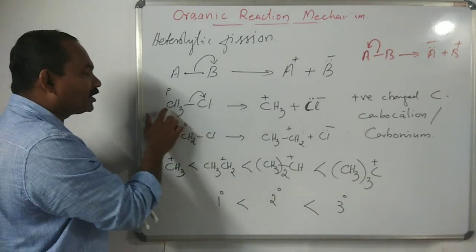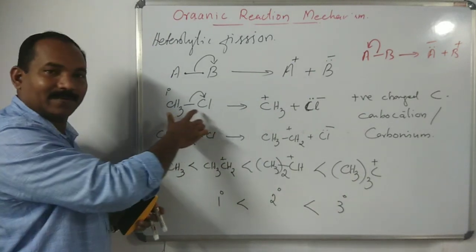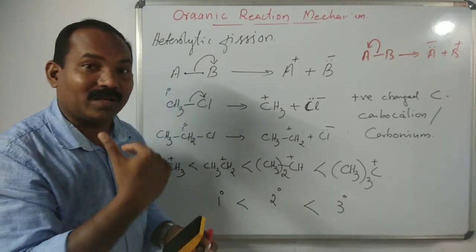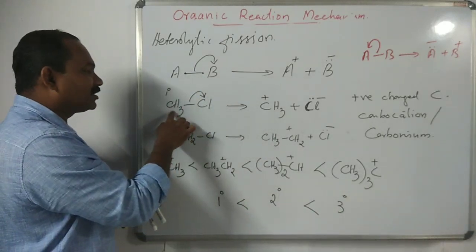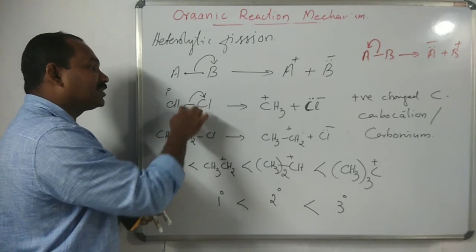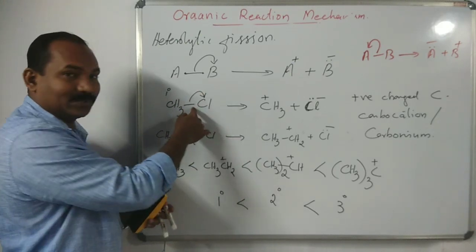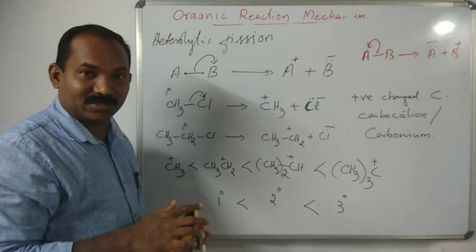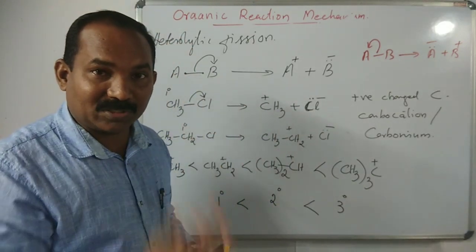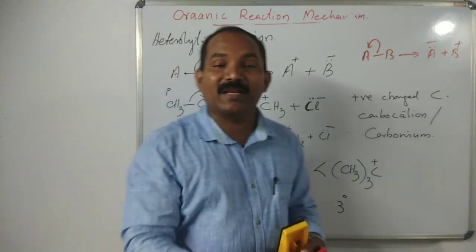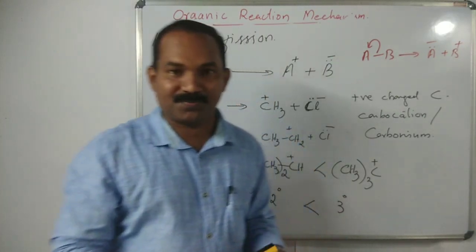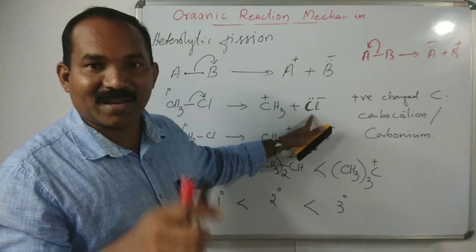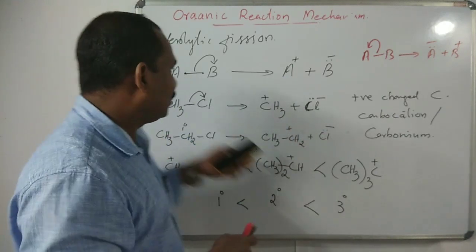So here look at CH3Cl. Chlorine is more electronegative, so in CH3Cl, the Cl takes the pair of electrons and Cl becomes negative, carbon becomes positive. A positive charge on the carbon atom and a negative charge on the chlorine atom, and that's why a carbocation is formed. This is an anion, chloride ion.